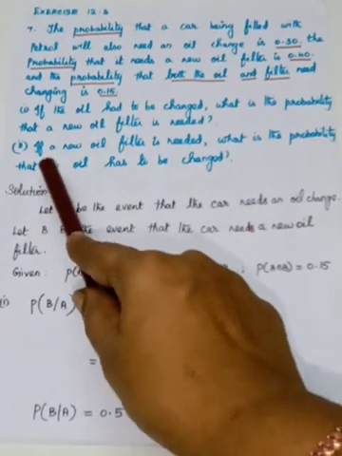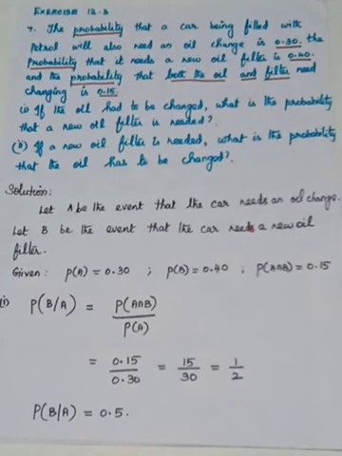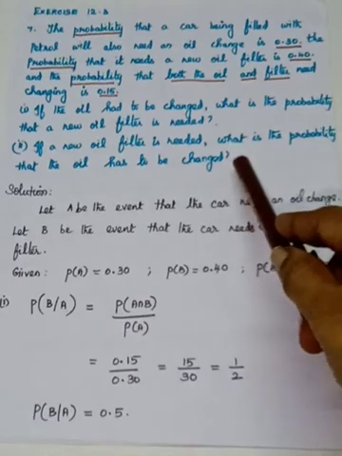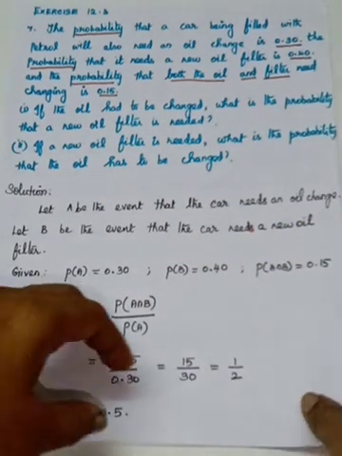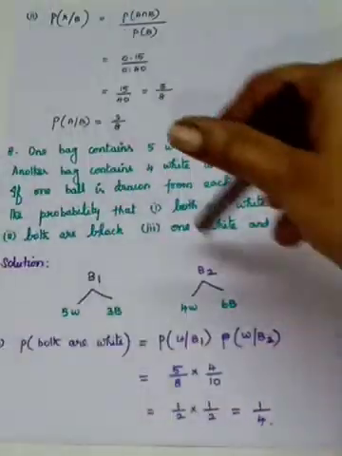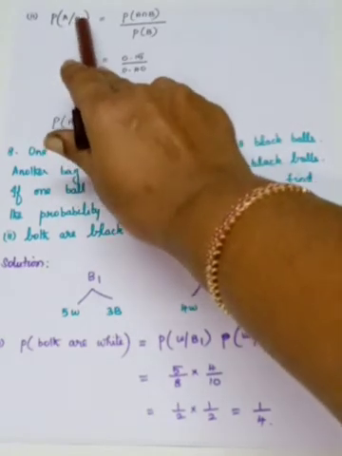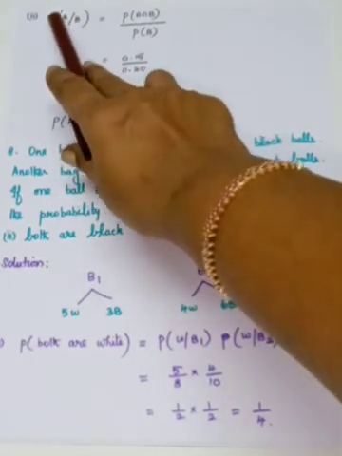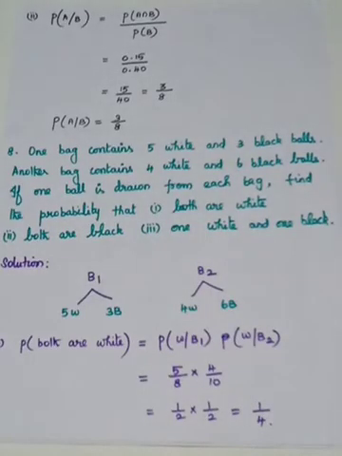Okay, you see the second one. If a new oil filter is needed, so the new oil filter change has happened first, and you have to find the probability that the oil has to be changed. So in the second subdivision, what is asked? It is P of A by B. The new oil filter change is the B event, and on that, the oil change A. So P of A by B you have to find out.